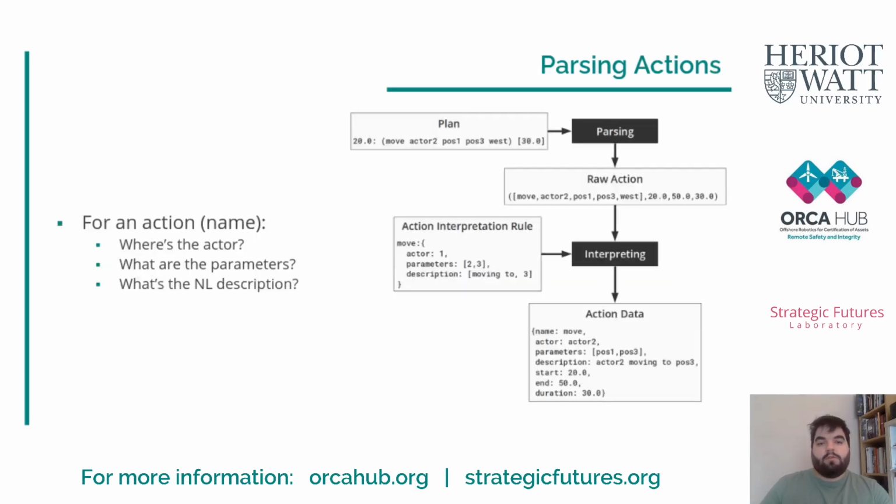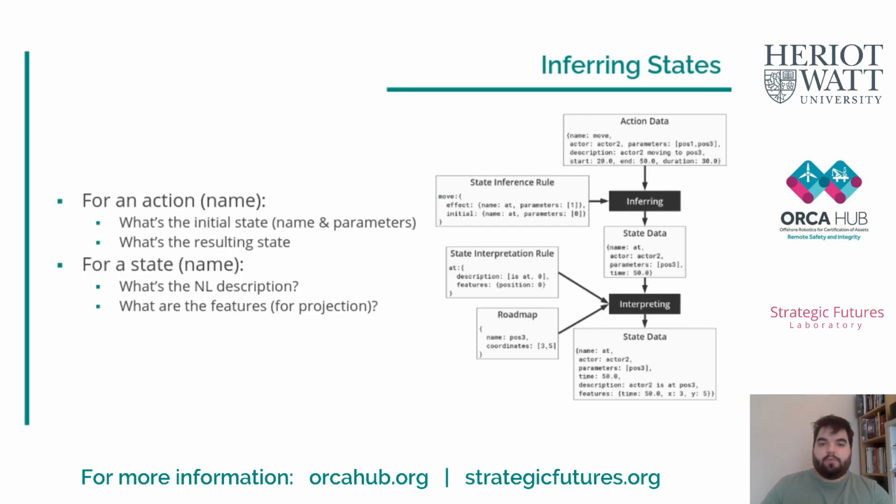So the first thing the system does is read the plan and extract the actions from it, and parse these actions to be able to create action data. Mainly an action datum is represented with the name of the action, the actor carrying out the action, parameters that the user wants to keep, a natural language description for the user, and all of the temporal information. This action data is simply used by the Gantt chart to build the visualization, but it is also used in the next phase of the system, where we infer the states from the actions.